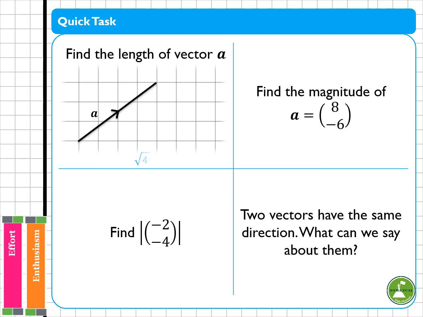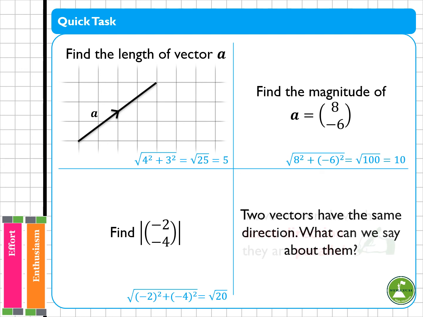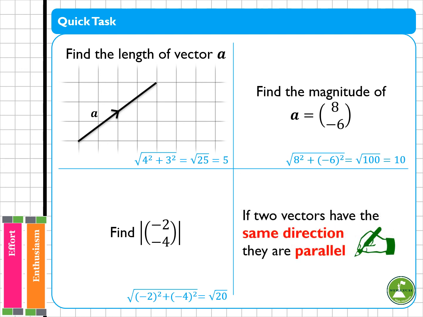So with the first one, I've got 4 squared plus 3 squared, the square root of that is 5. With the second one, I've got 8 squared plus minus 6 squared is a square root of 100, which is 10. With this bottom one, I have minus 2 squared plus minus 4 squared, which gives me the root of 20. And if two vectors have the same direction, what that means is they are parallel. And that is a point that you might want to make a note of. They might not necessarily be the same length, but if they're going in the same direction, they are going to be parallel.